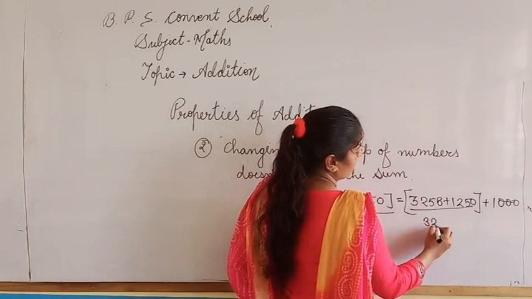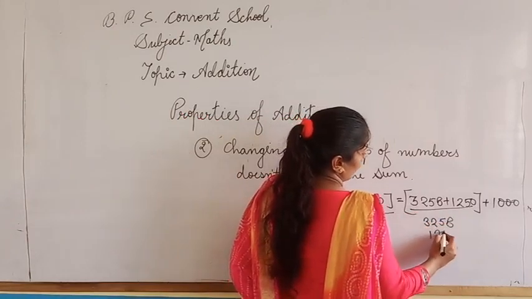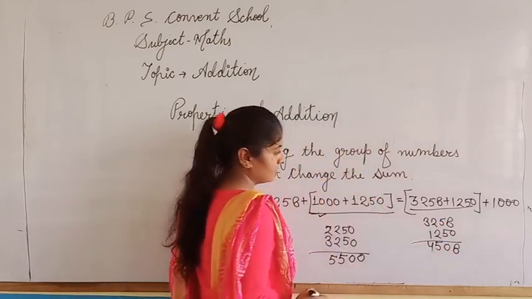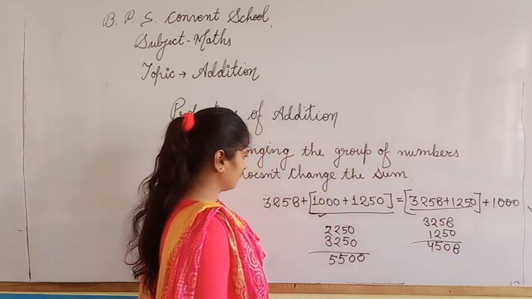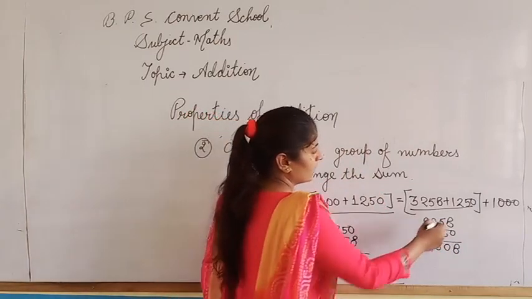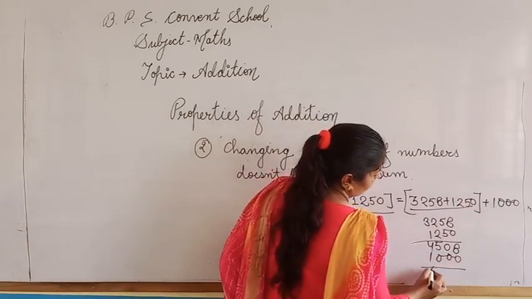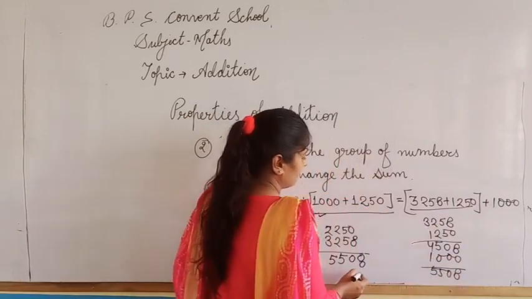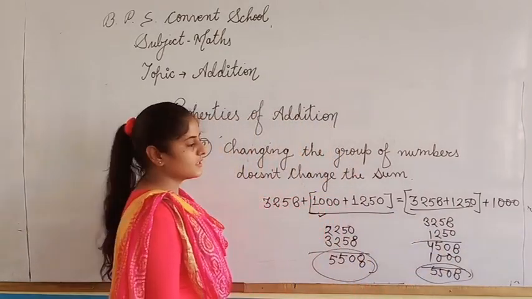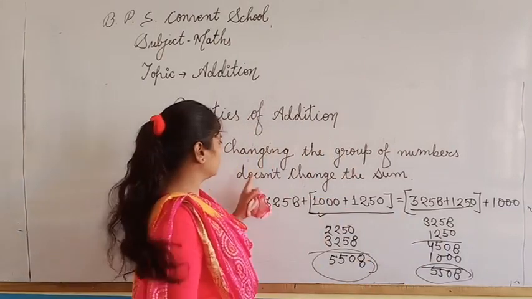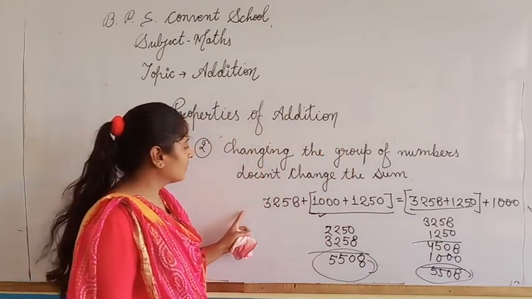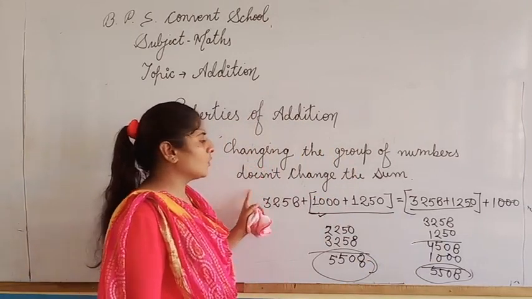First add these two digit numbers. 8,000. Both answers are the same. So we can say that when we change the group of numbers, it does not change the sum.